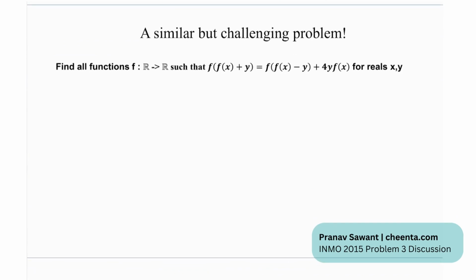And now after that we have a similar but challenging problem. So again, we need to find all functions mapping from reals to reals so that it satisfies the given functional equation for all reals x and y. Maybe try using the idea of surjectivity here as well, and see if you can solve it. Some basic substitution should be enough for this problem actually.